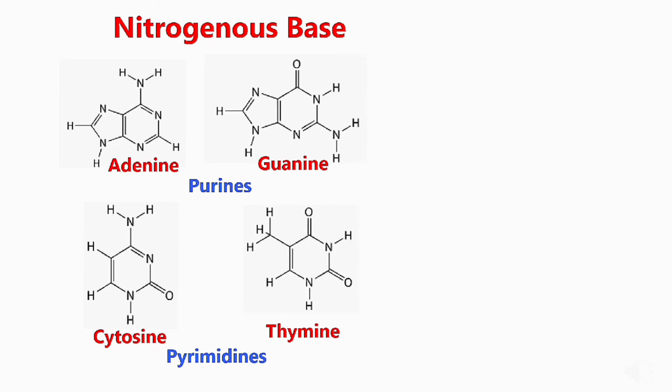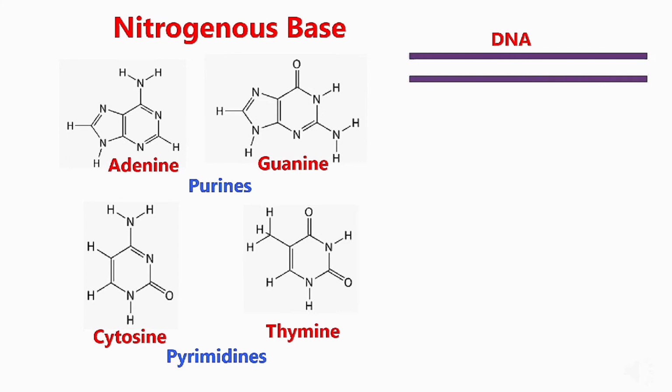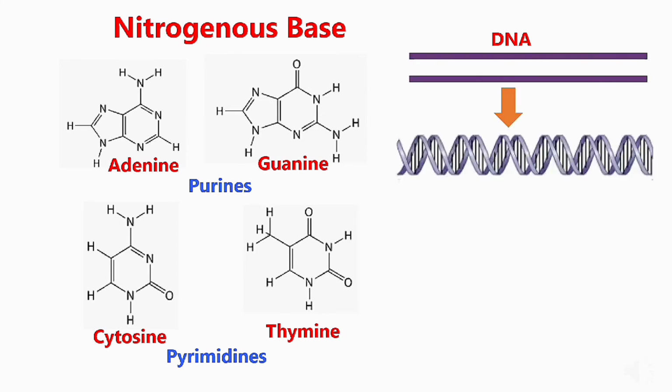Now let's look at the structure of DNA. It contains two strands which are coiled around each other to form a double helix. These are the two strands, and they are held together by hydrogen bonding between these bases. Base pairing is complementary. Adenine always pairs with thymine with two hydrogen bonds between them, while guanine always pairs with cytosine with three hydrogen bonds between them.